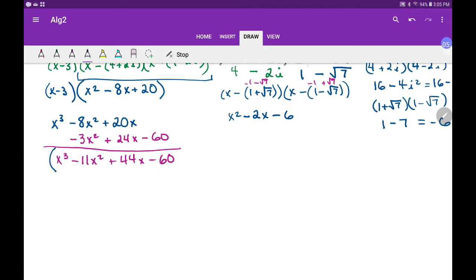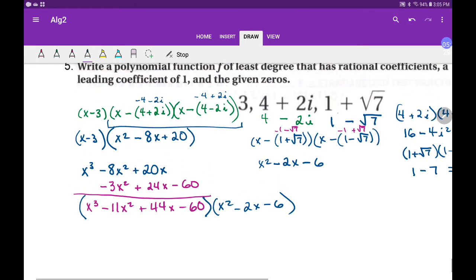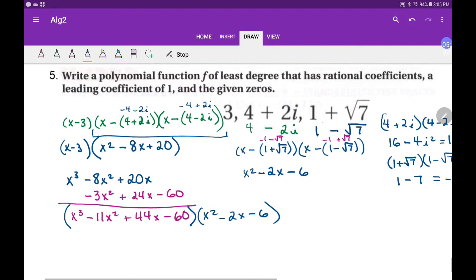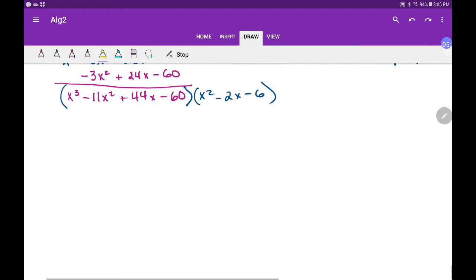So now I'm going to say this that I had already times this that I just found. And once we multiply that out, we will have our 5th degree polynomial. The least thing I could get was, I suppose I should do it like this. The least had 1, 2, 3, 4, 5 roots. So I know it's 5th degree. That's the least I could do. Don't want to do more, can't do less.